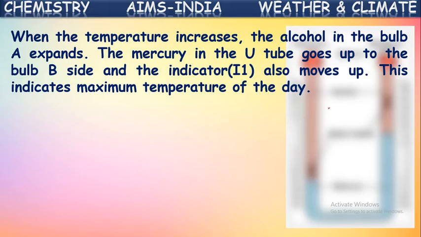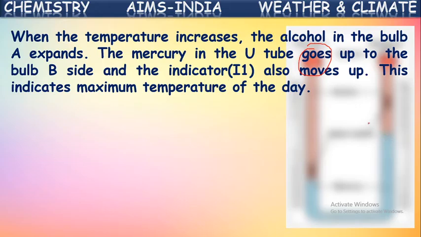See, this red column we told as alcohol. So this red bulb A containing some alcohol, on the increase in temperature, the alcohol present in that will expand. So what happens then? This alcohol will occupy more space in this tube. Then the mercury in the U tube goes up to the bulb B side. So this mercury will come down and will move towards the B bulb side. It rises here the column.